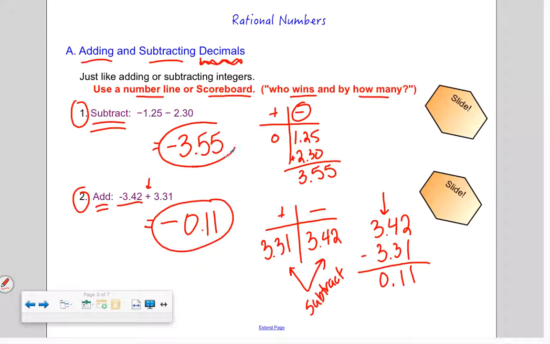Okay, so those are my two example problems. Feel free to pause and copy one of those down, or both of them. It's up to you. But that's how we're going to deal with adding and subtracting decimals when they happen to be negative numbers. Why don't we move on?